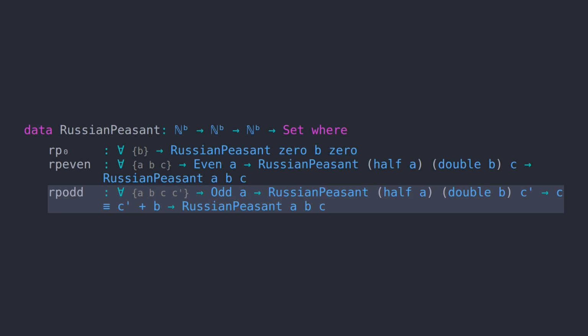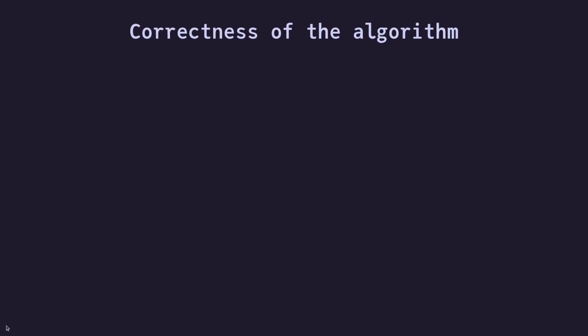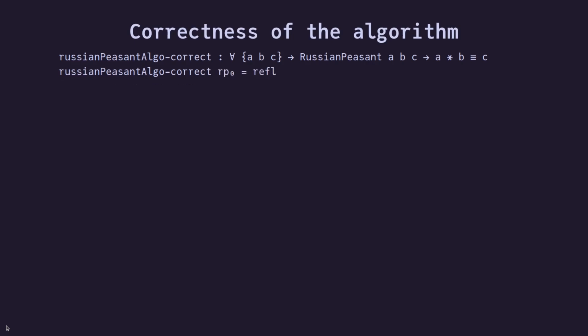The Russian peasant data type encodes the Russian peasant multiplication algorithm as an inductive relation. Every constructor corresponds to one step of the algorithm, and a value of this type is a complete trace of the computation together with all the necessary arithmetic justifications. Now that we have encoded the Russian peasant algorithm as an inductive relation, the correctness proof almost writes itself. The data type tells us all possible ways a Russian peasant a, b, c proof can be constructed. So to prove correctness, we simply follow those constructors.